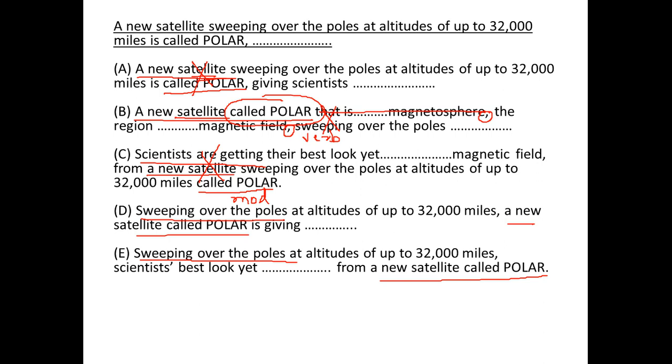But if I look at option E, it says sweeping over the poles at altitudes of up to 32 miles, scientists best yet look yet. So this cannot modify sweeping over the poles. Here the modifier is not modifying the right noun. So that is wrong in option E. Hence D is the correct answer. Thank you.